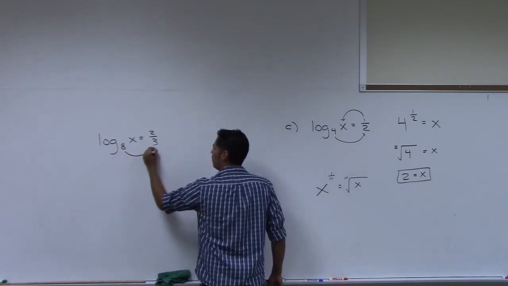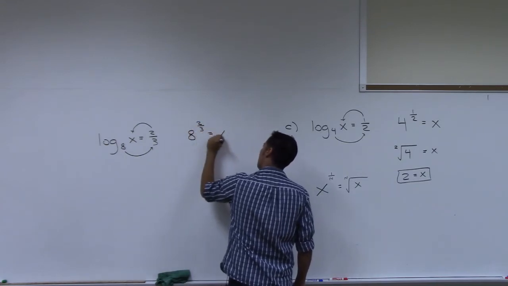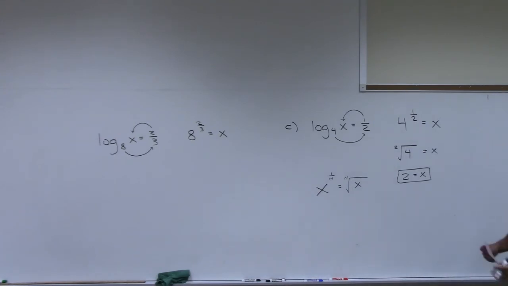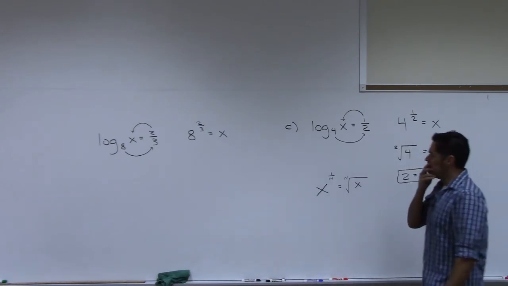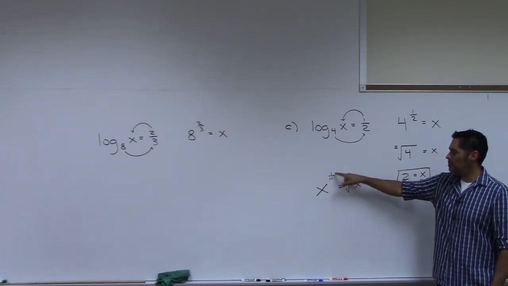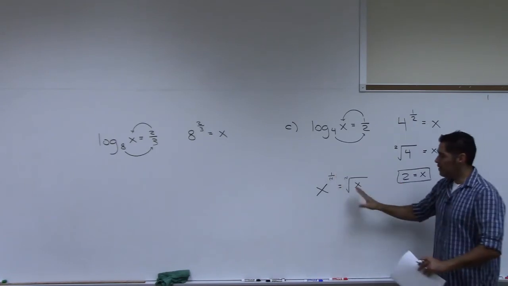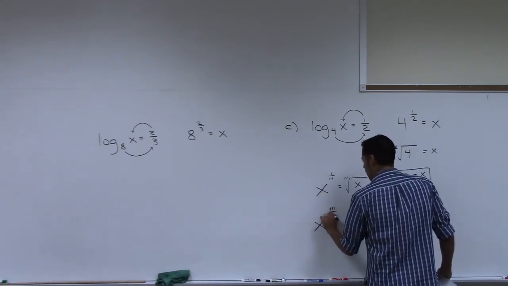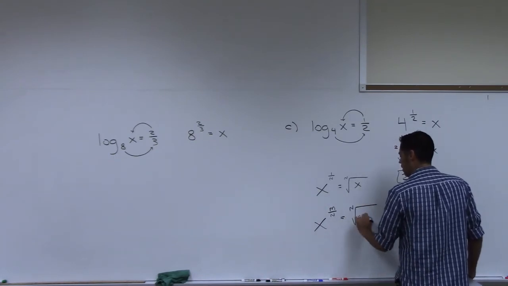So you would do the loop like this. 8 to the 2/3 equals x. And what does it mean to take 8 and raise it to the 2/3? So this formula works for that, but not completely, because this formula always has a 1 up top, doesn't it? So we have another formula if this fraction is not 1 over n. If we have m over n, then it's the nth root of x to the m.